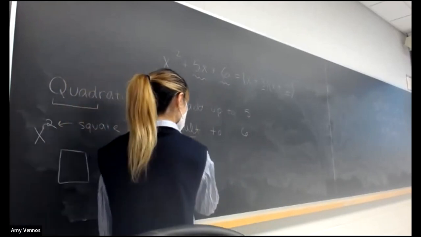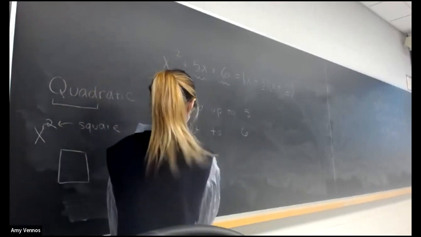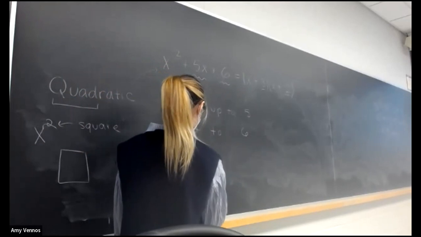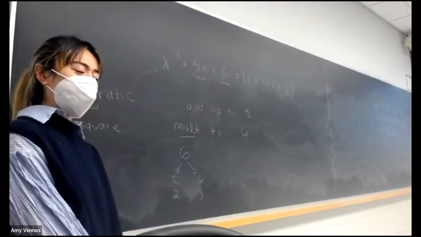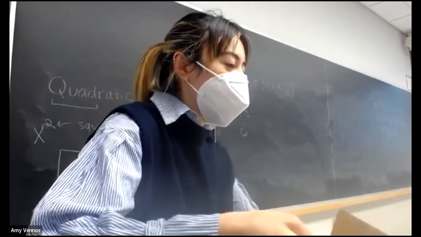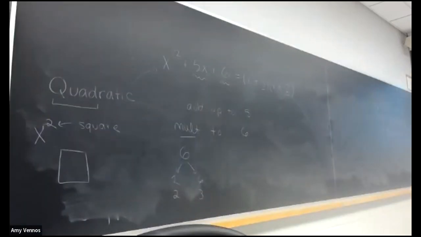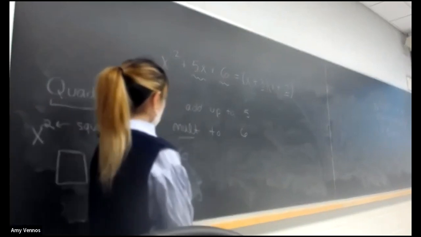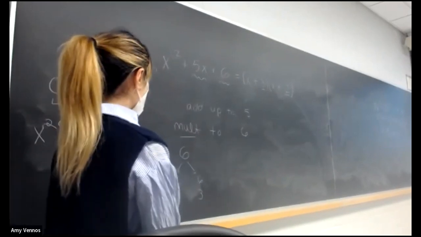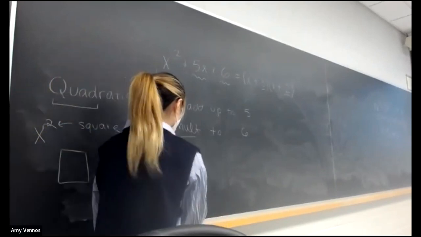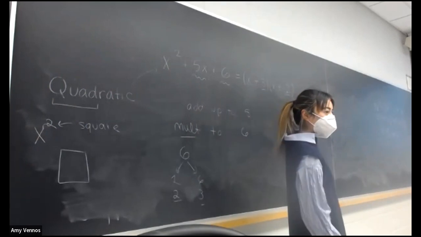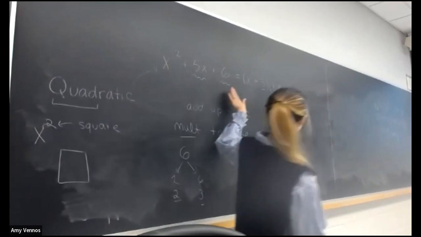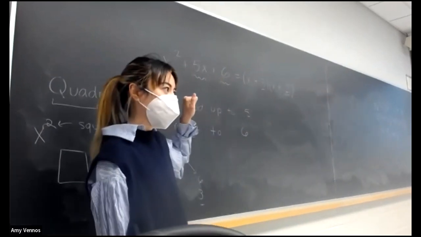Yes, 1 times 6, right? And 2 times 3. And I don't think we have any more than that, right? Let me move this out of the way. Okay, so these two both multiply to make 6, but only one of them adds up to 5, right? The 2 and the 3, which is why these ended up being 3 and 2. Any questions on how we factored this expression here?